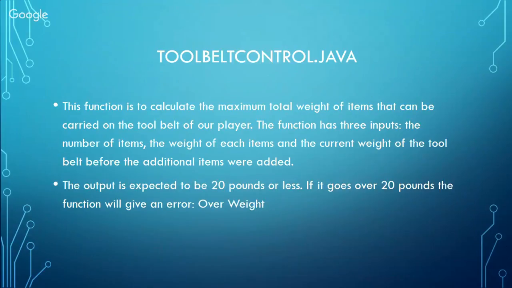From our end user story, we took our player, and he's going through a mansion collecting items that he puts on his tool belt while he's going through the mansion. So he has 3 inputs: the number of items, the weight of each item, and the current weight of the total belt before and after the additional items are added. The output is expected to be 20 pounds or less. If it goes over 20 pounds, the function will give an error.